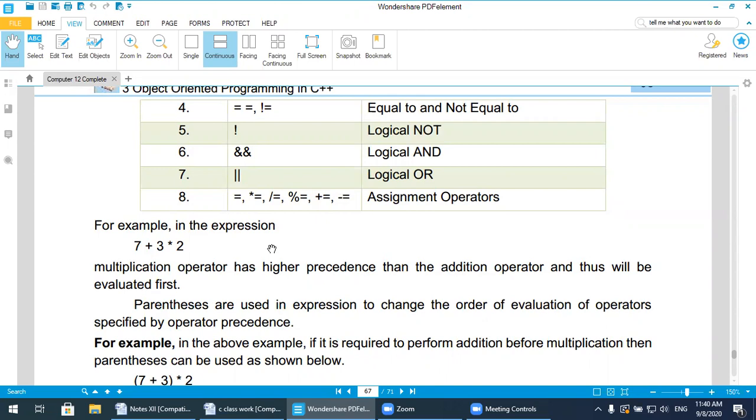7 plus 3 is 10, and 10 multiplied by 2 is equal to 20. One answer is 20. Another answer is 3 multiplied by 2, 6, and 6 plus 7 is 13. So what will be the correct answer? Is 20 the correct answer or 13? Obviously 13 is the correct answer. Why? Because in operator priority in mathematics also, we must solve the multiplication before the addition. So this is the simple example.